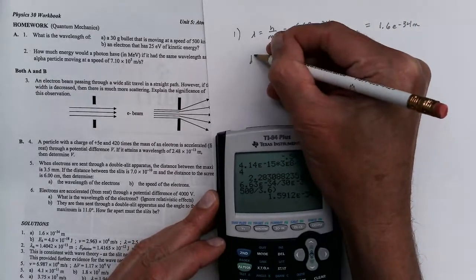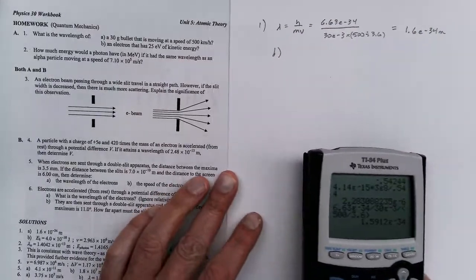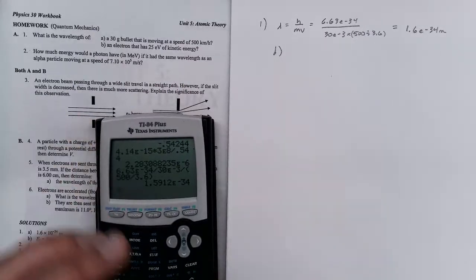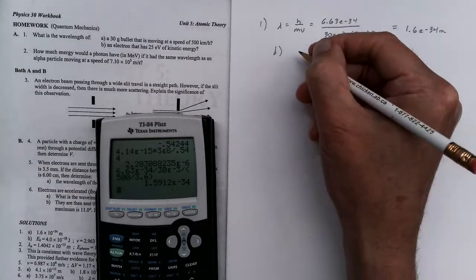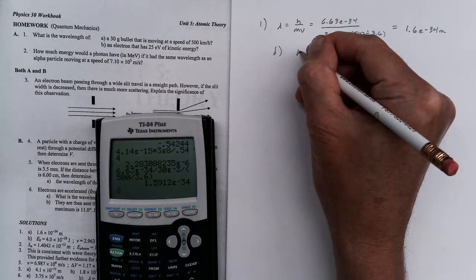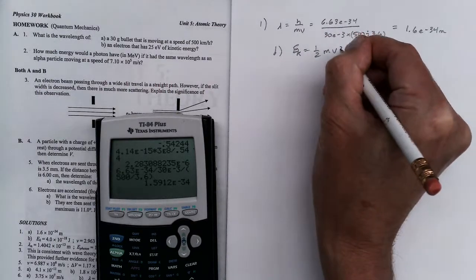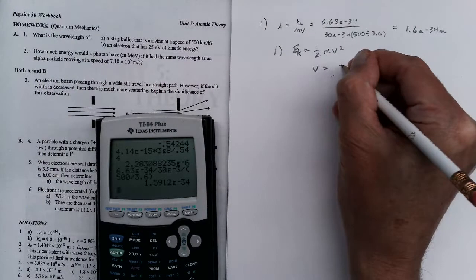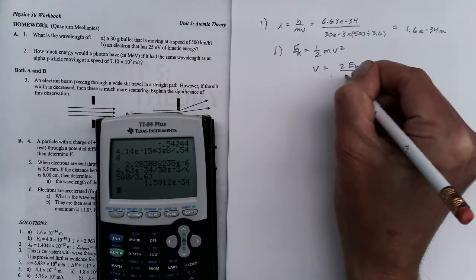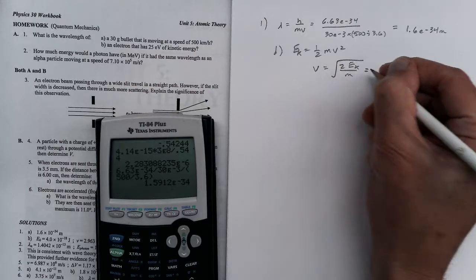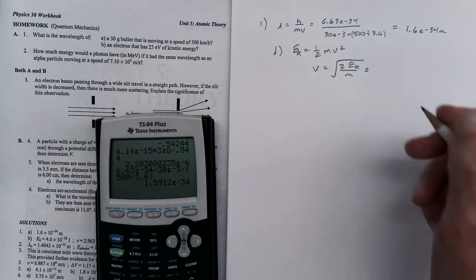All right, part B. An electron that has 25 electron volts of kinetic energy. So if the kinetic energy is 1/2 mv squared, we can solve for the speed. 2Ek over m under the square root and put in what we have here.